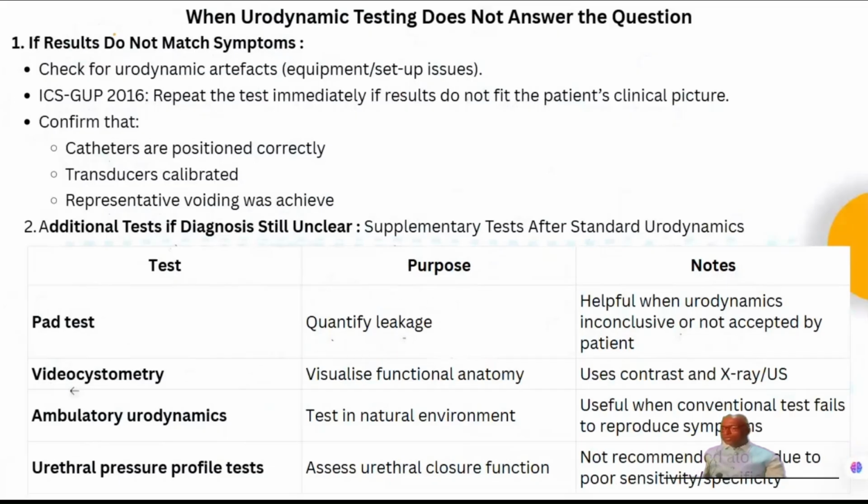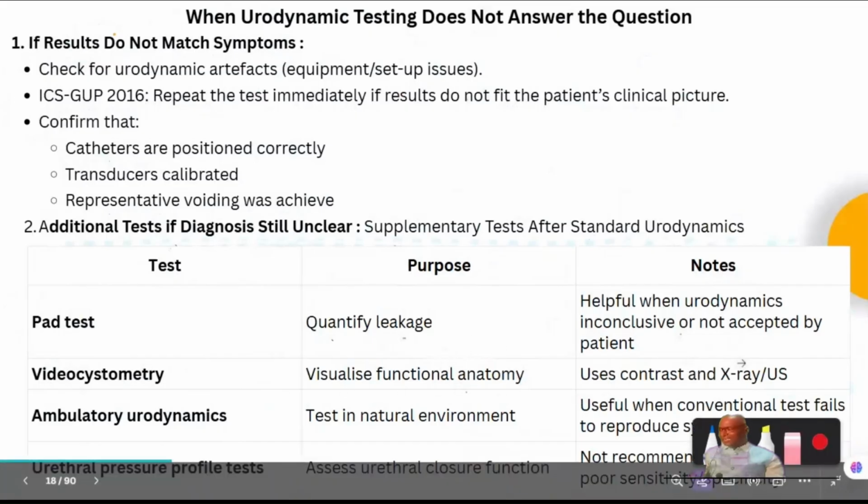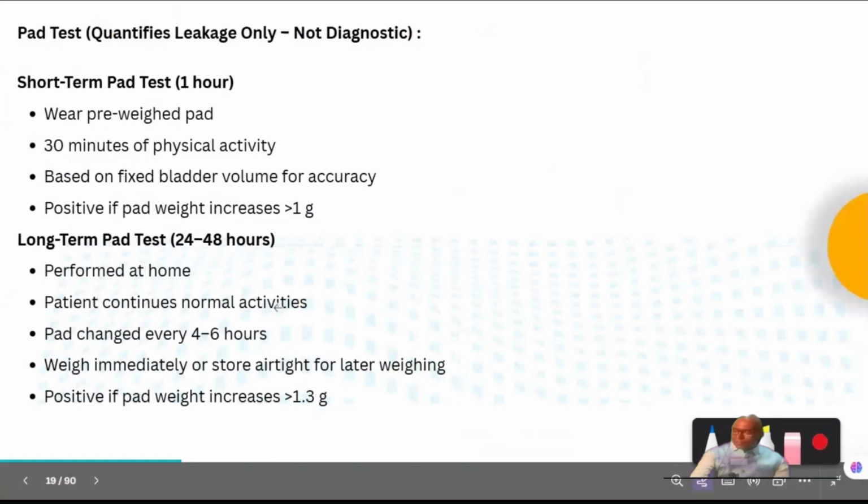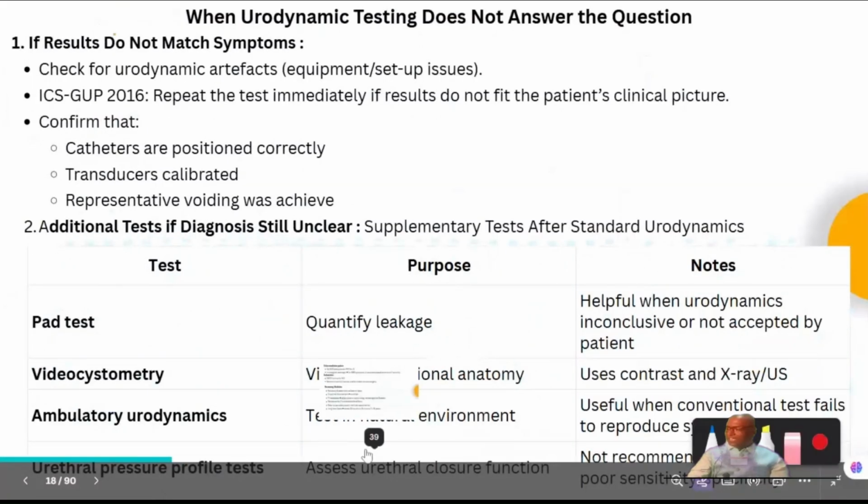Another test is video cystometry. It visualizes the functional anatomy and uses contrast with X-ray or ultrasonography. Then you can do ambulatory urodynamics, which tests in the natural environment. What we do in standard urodynamic testing is in an artificial setting. Ambulatory urodynamics is performed in the natural environment, useful when the conventional test fails to reproduce the symptoms. Urethral pressure profile test assesses the urethral closure function, but is routinely not recommended. It has poor sensitivity and specificity.